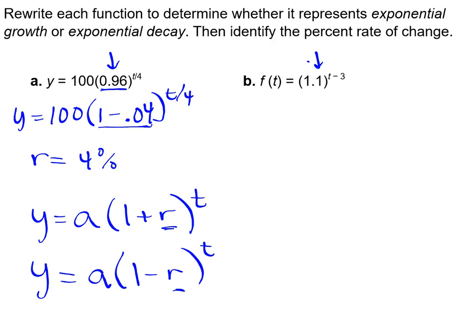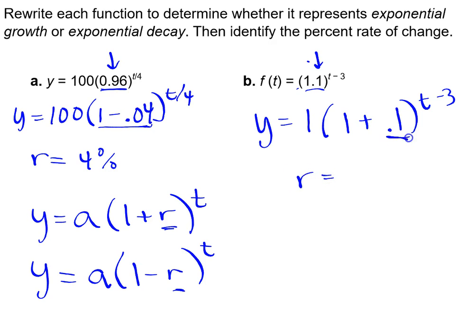You'll figure it out. And then for this one, we would have y equals, what's a? 1. And this is 1, is it plus or minus? Plus, because that number is larger. What did we add to 1 to get 1.1? 0.1, to the t minus 3. And right now we're ignoring what the exponents say because they don't have an effect on what r actually is. So what is r for this one? 10%.